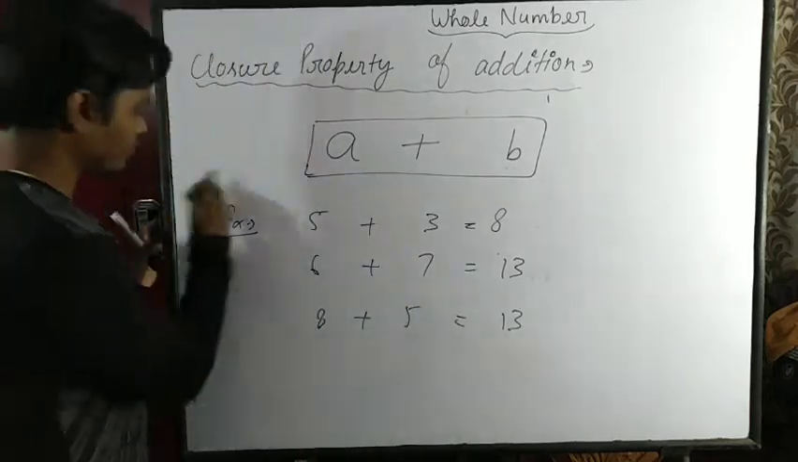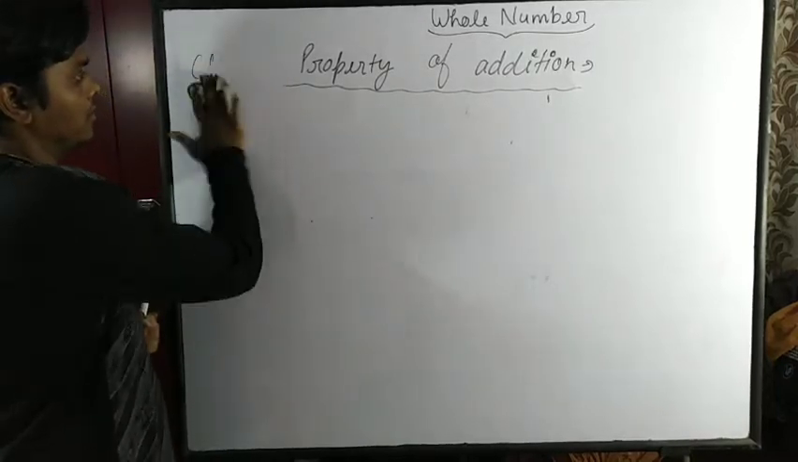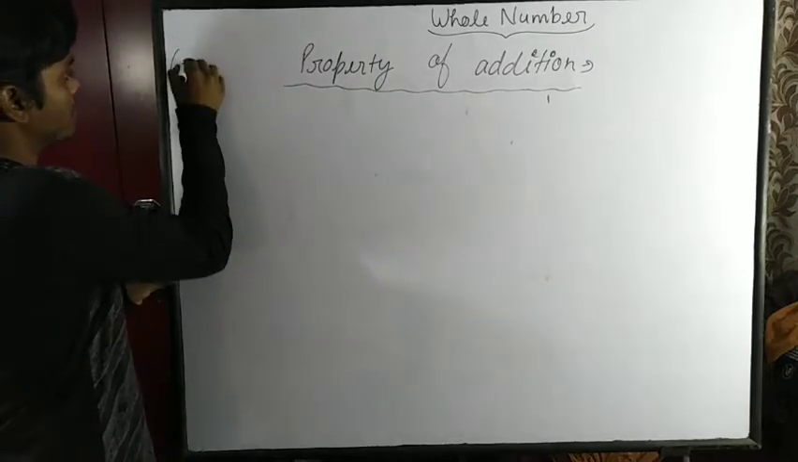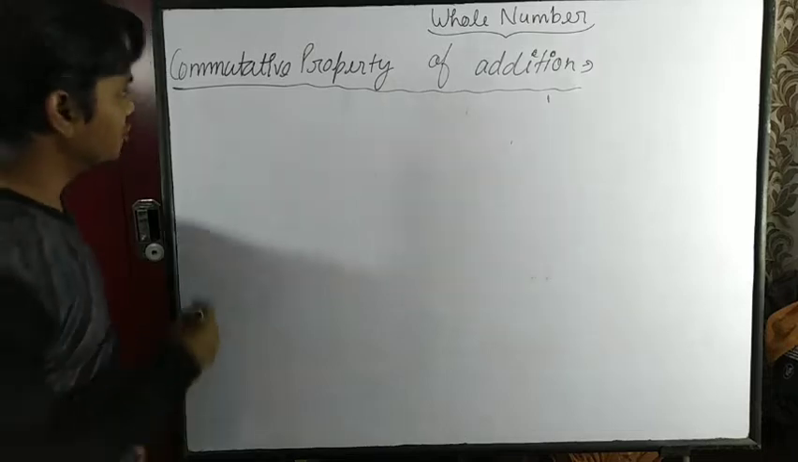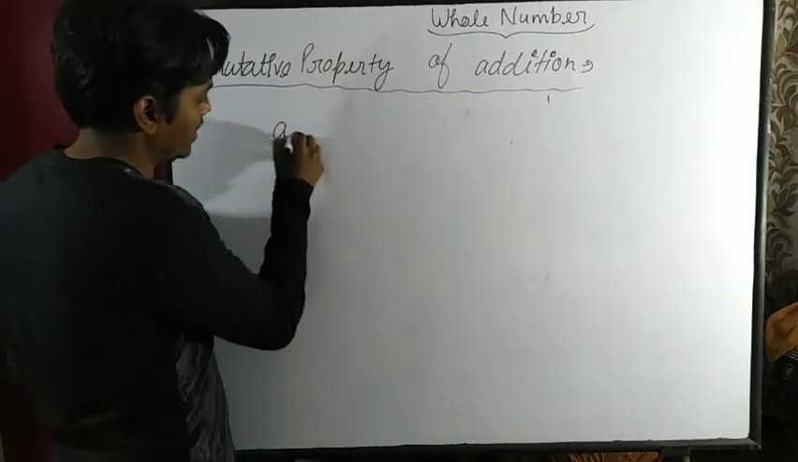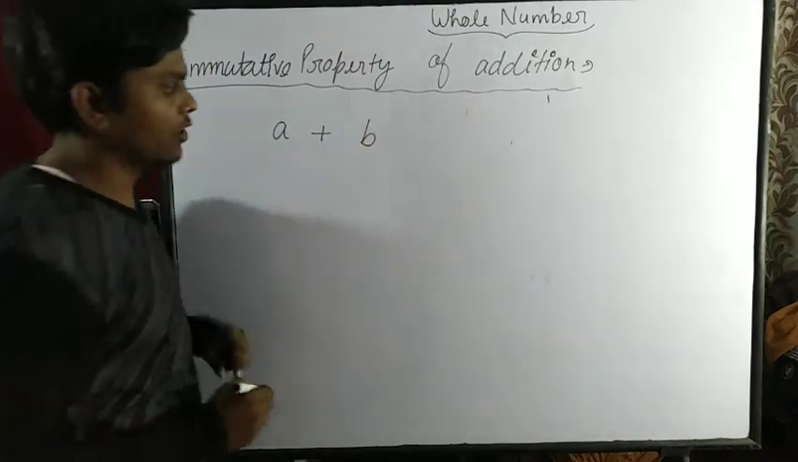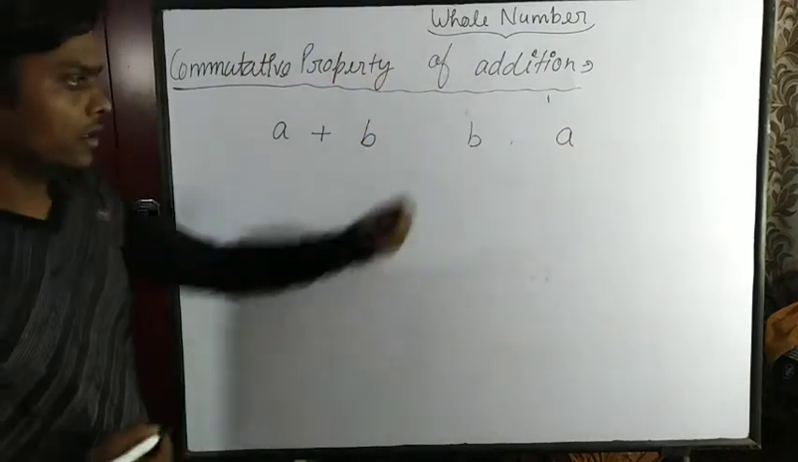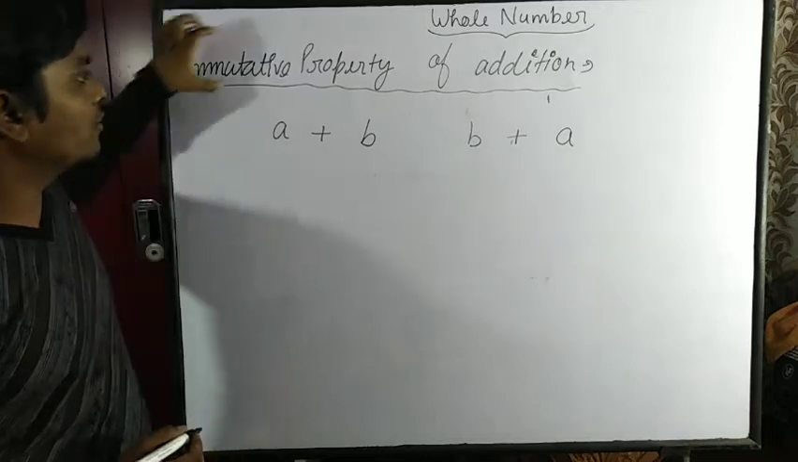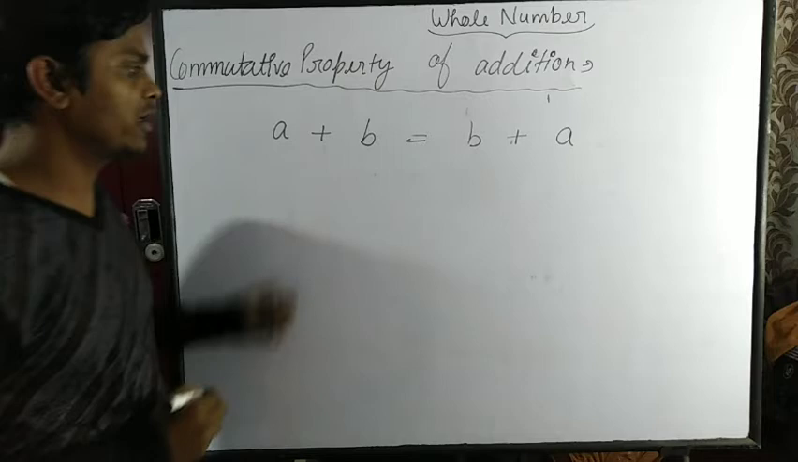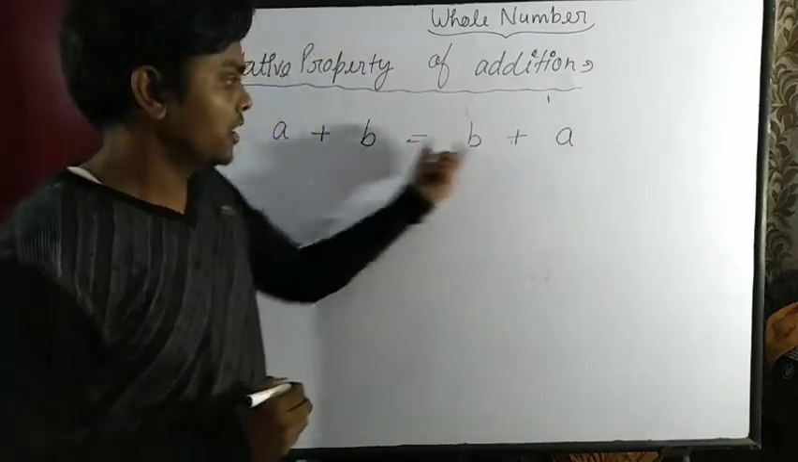Now we will see the second property of addition, the commutative property. If we have two whole numbers a and b, their sum is a plus b. Now we change the order to b and a, and the sum is b plus a. According to the commutative property of addition, a plus b is equal to b plus a. If we change the order of the whole numbers, we get the same answer.